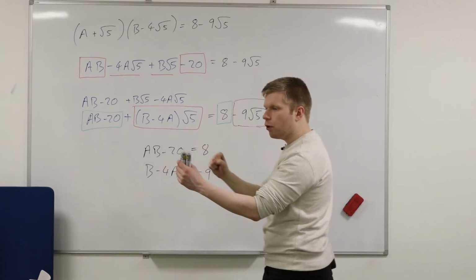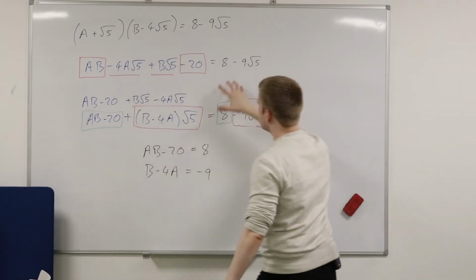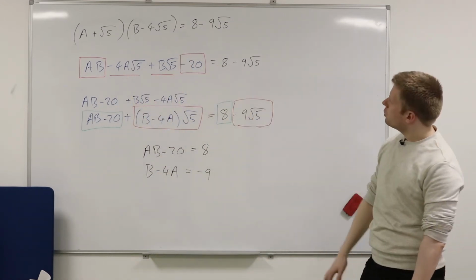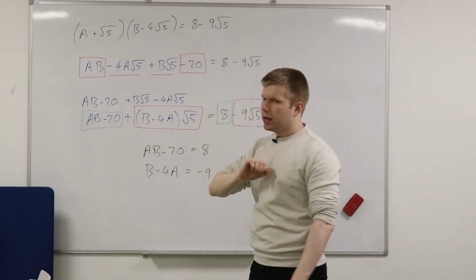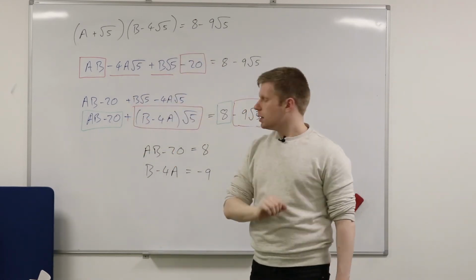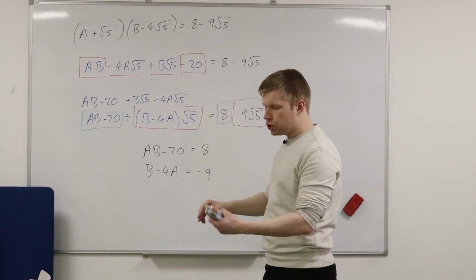As long as you keep them separate, all the a's and b's on one side and the thing which you know on the other side, then the idea is that you just make the left-hand side look like the right-hand side. Okay. So let's finish this off now. Now I've got my two equations.